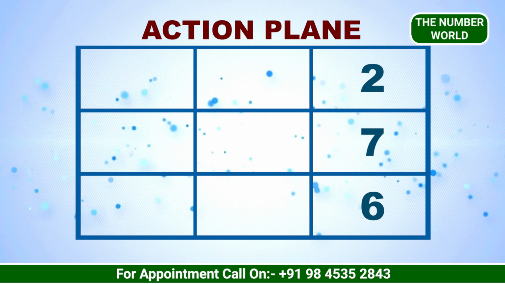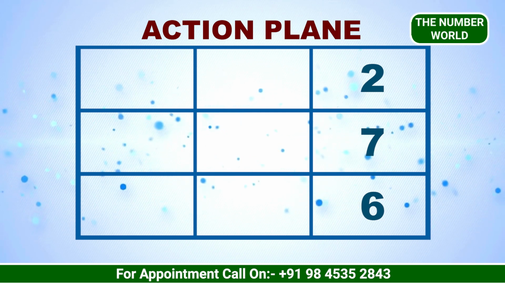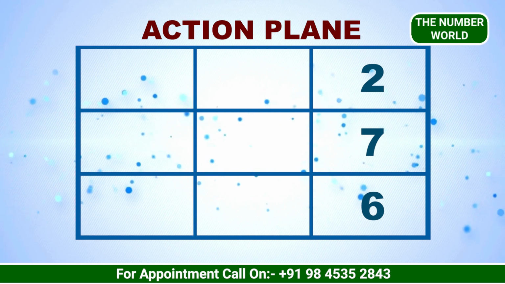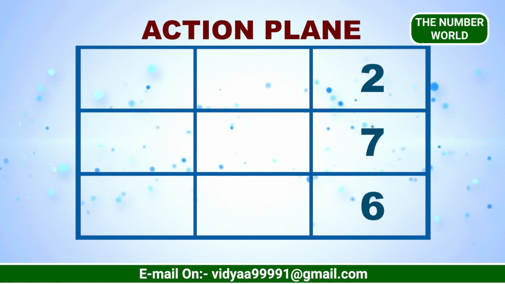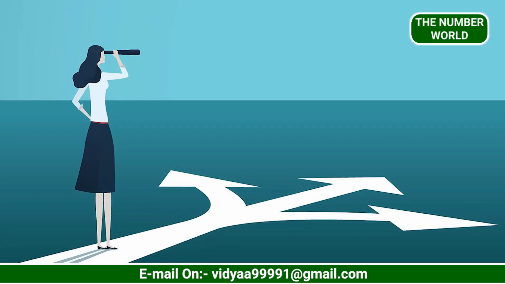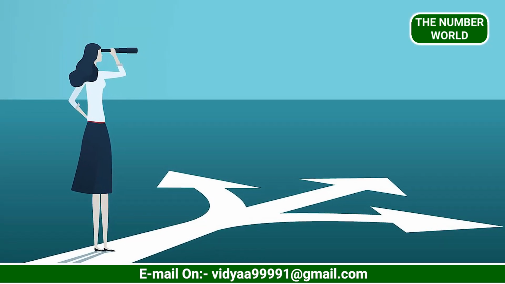Friends, the third vertical line is number 276. This is known as the action plane. These are persons who are action oriented. Once a decision is taken, they will definitely act on it. Once the mind is made up, the project will not be delayed. Whether the decision is right or wrong, it will be taken.